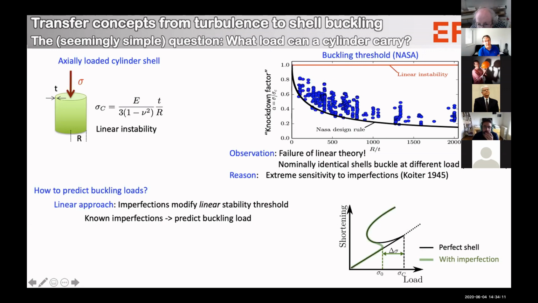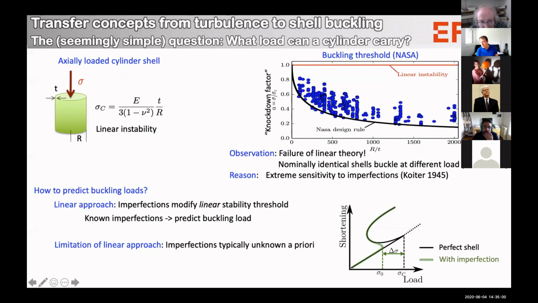That's our theoretical prediction. Now, the idea is that if you have imperfections, they will round off this sharp corner and move your linear stability threshold down. So you still have a linear instability, but it happens at a different load. With this picture in mind, if you know exactly what your imperfections are, then you can predict the buckling load. That's very nice, but it's often not very useful because you typically have no idea what the imperfections really are. Therefore, many people try to come up with ideas of what a typical imperfection is, to get an idea of the typical buckling loads.